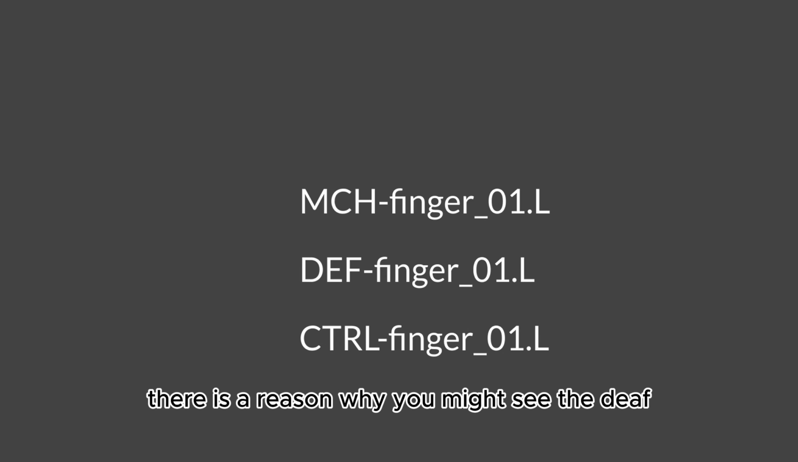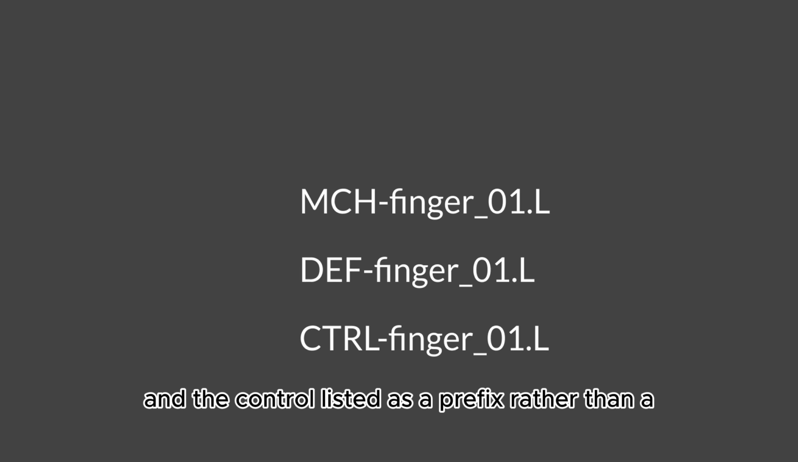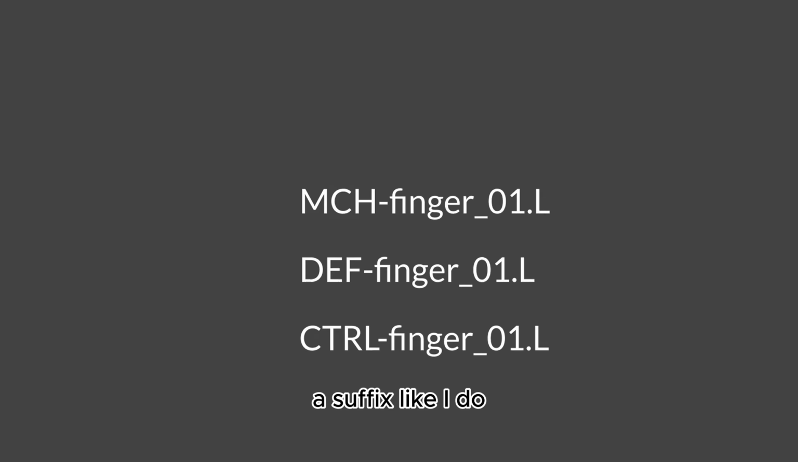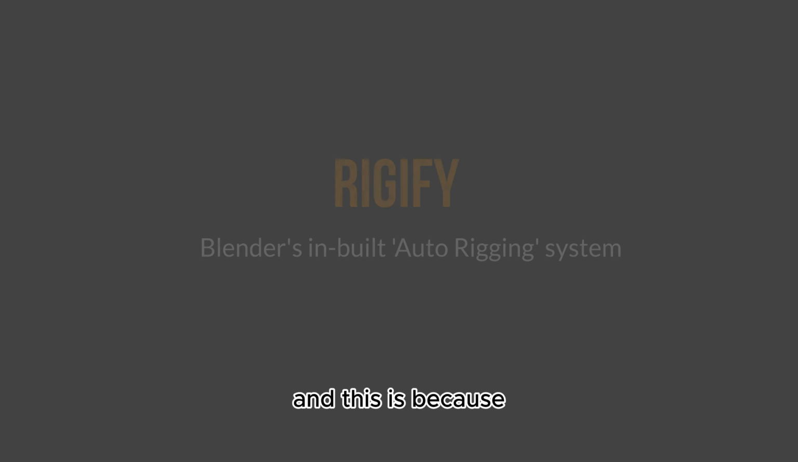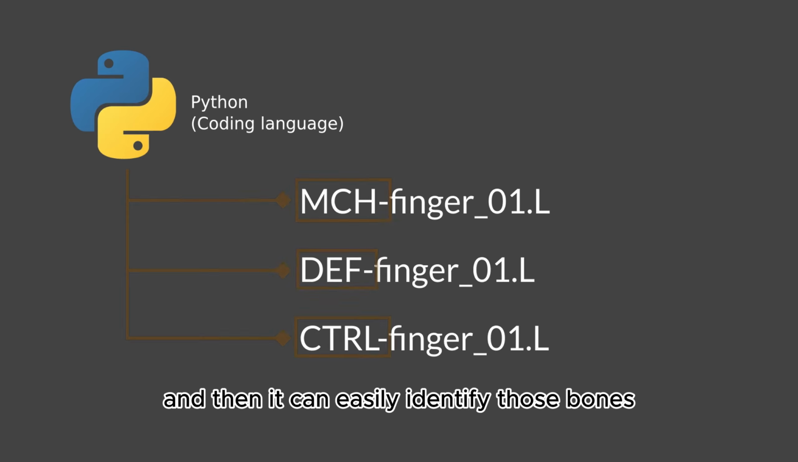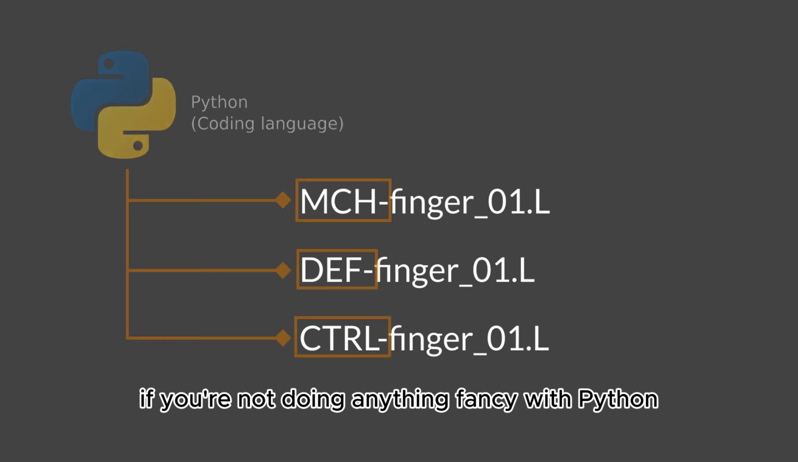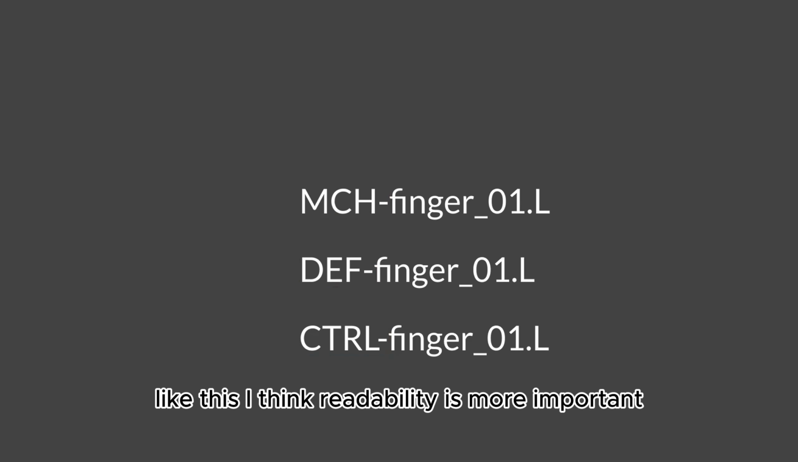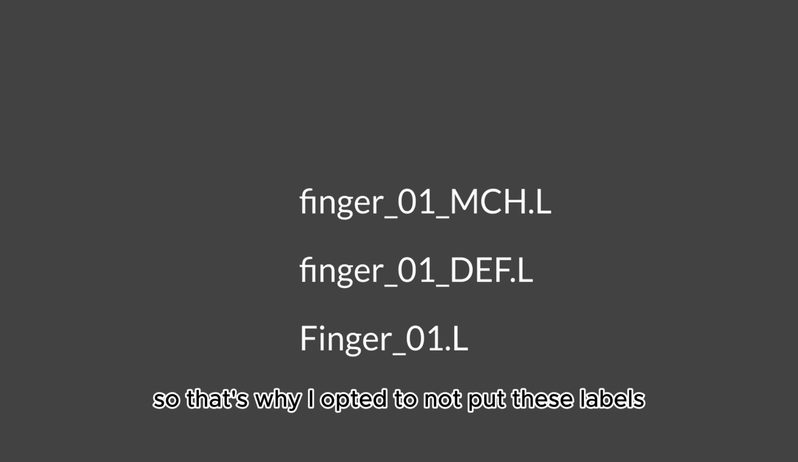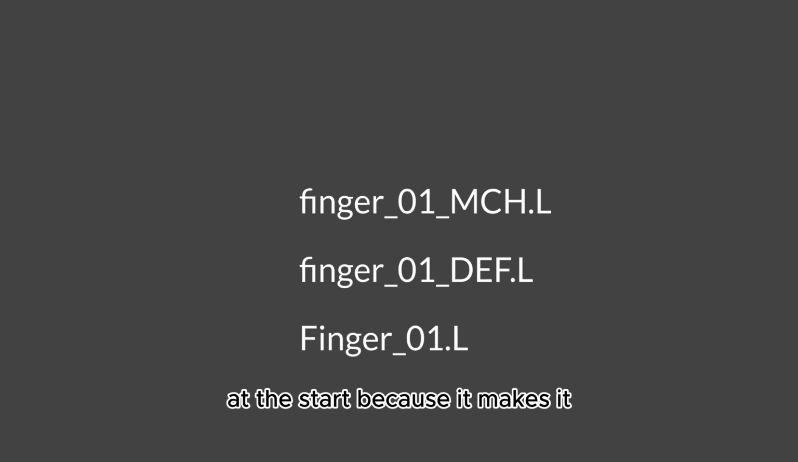Now, having said all that, there is a reason why you might see the def, the mech, and the control listed as a prefix rather than a suffix like I do, and that is if you are using something like Rigify. And this is because it uses Python to search the start of the name, and then it can easily identify those bones and do a certain operation with them. However, if you're not doing anything fancy with Python like this, I think readability is more important. So that's why I opt to not put these labels at the start, because it makes it harder for the animators to read.